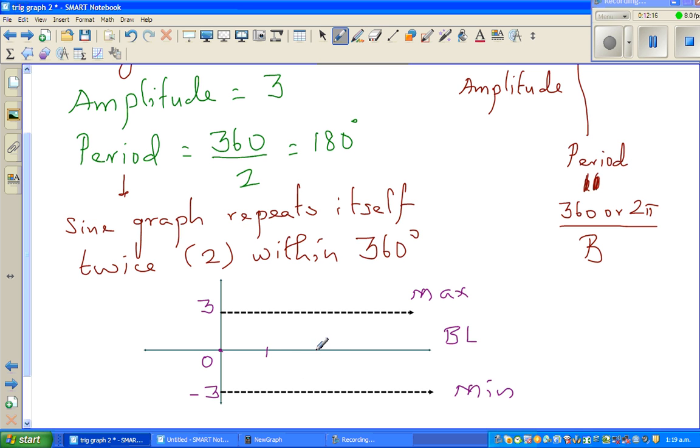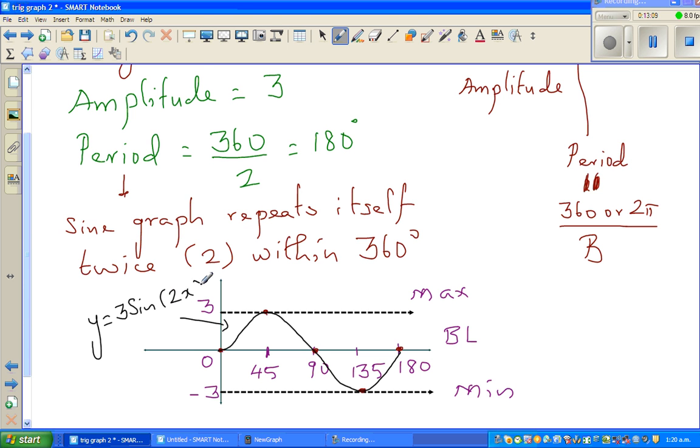So this is how I'll do it. This is 1, 2, 3, 4. This is 180 degrees. So half of 180 is 90. Half of 90 is 45. So this is a step, called a step of 45. So 45, 90, 135. We want to draw only one cycle. So the graph looks like this. It starts at 0. This is maximum. This is minimum. This is baseline, minimum, and back to baseline. So this is one full cycle. So let me use a black color. It goes like this, maximum, comes down. And so this is the graph of y is equal to 3 sine 2x.